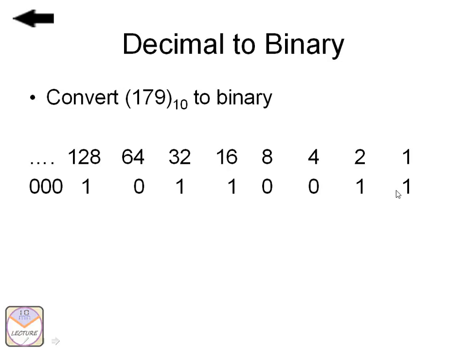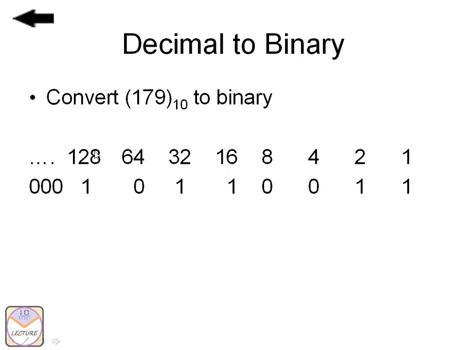What we'll do is, we have this 179 to be converted, and we'll look for a number which is just smaller than 179, not too small, just smaller. On the right hand side of 128 we have 64, which is too small. On the left hand side of 128 we have 256, which is much bigger than 179.